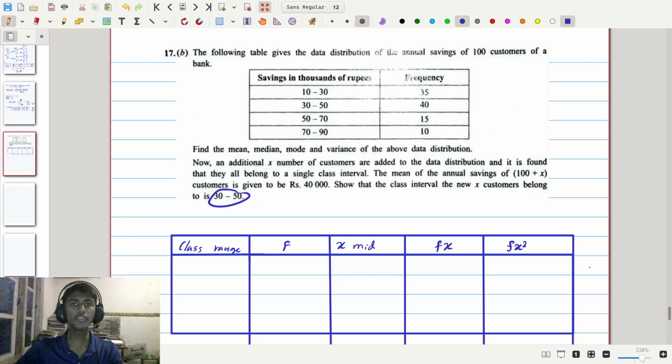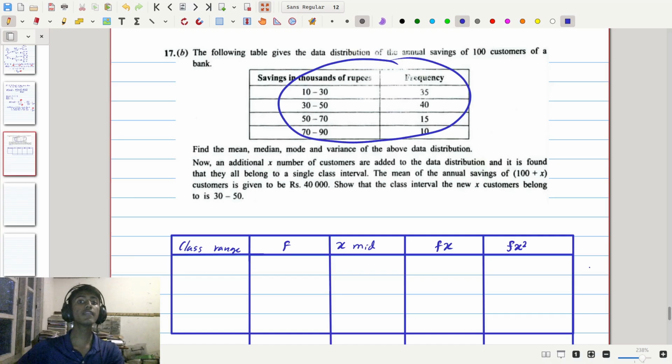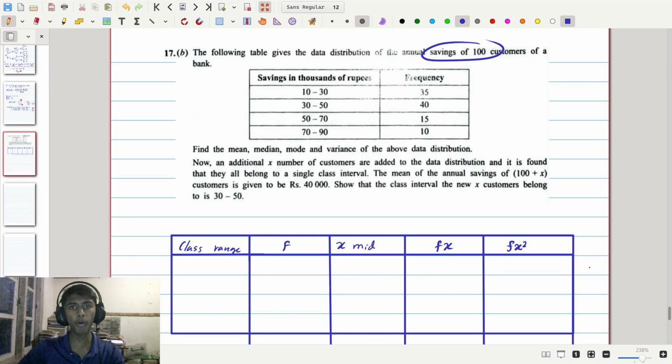So, when solving this question, it's important to note that the data we are given here is a frequency distribution. We are not given the exact values of the savings of all 100 customers. Instead, we are given a bunch of ranges and we are told the frequency of customers within these ranges. When solving this kind of question, it's important to assume that within each of these ranges, the distribution of customers is uniform, which basically means the chance of a customer having 10,000 rupees is the same as having 30,000 rupees, is the same as having 25,000 rupees, and so on. All of them are distributed evenly.